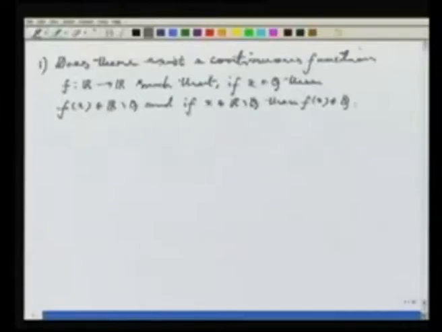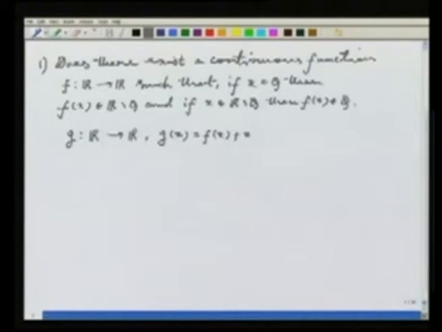So is the question clear? We are asking, does there exist a continuous function from R to R such that if x is rational, then f(x) is irrational, and if x is irrational, then f(x) is rational. So we proceed with the problem as follows. Let us define a function g from R to R by the following rule. So what is g? I define g(x) equal to f(x) plus x for all x in R.